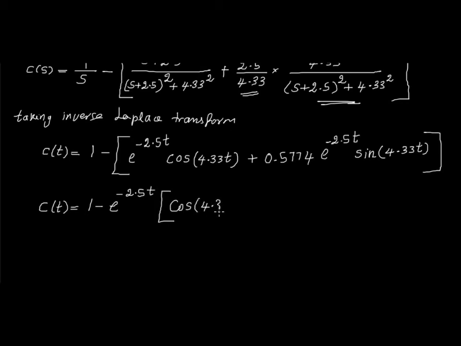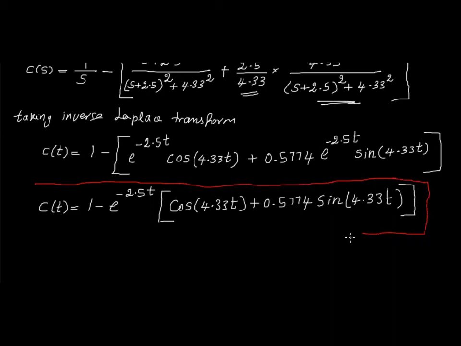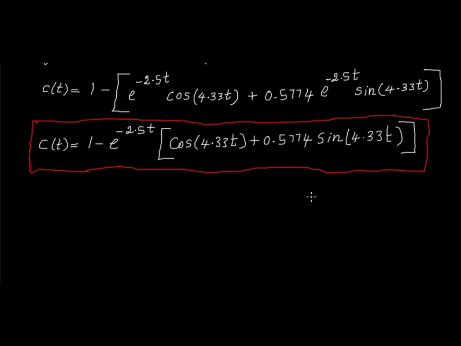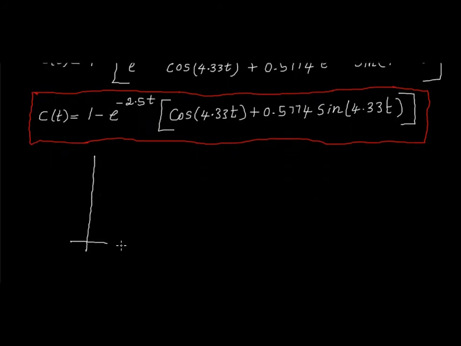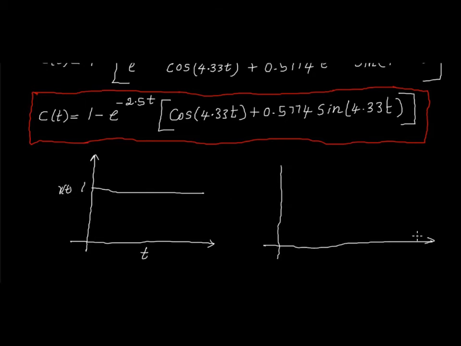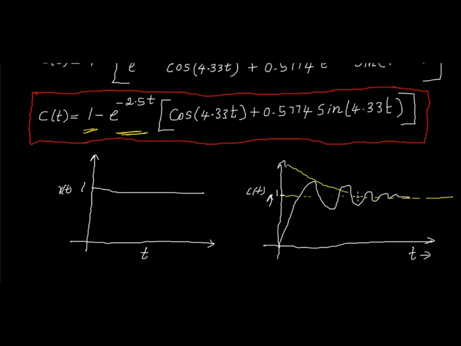From this equation we can take this e power minus 2.5t outside. So we will be getting this equation. Here we have a constant term, e power negative term, and sine cosine term. If we plot this input and output relationship, here the input is step input, that is r of t, and the output is c of t. We will be getting an oscillatory output which is exponentially decreasing. So this is the graph for the equation c of t. Here we have the constant term, exponentially decaying term, and sine and cosine term.